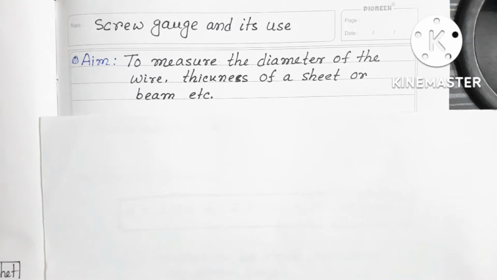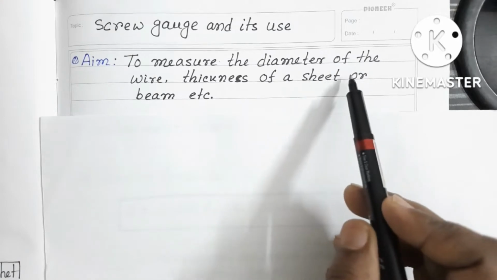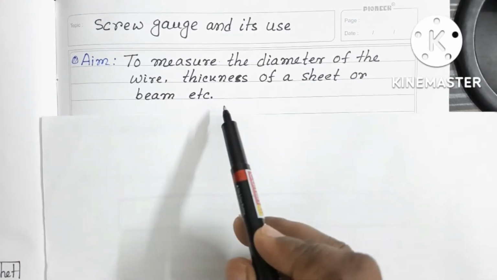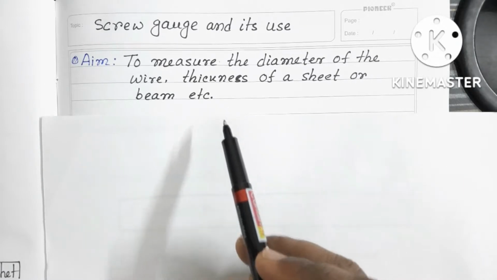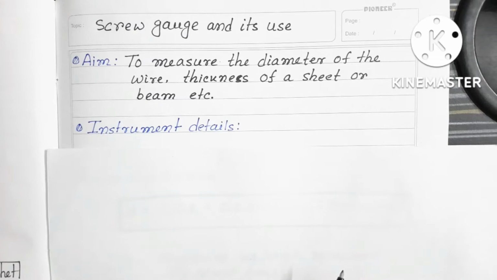Today we'll learn about the screw gauge and its use. So what is the purpose or aim of the screw gauge instrument? Using this instrument we can measure the diameter of a wire or the thickness of a sheet or a beam, etc. So let's take a close look at the instrument first. Here we will discuss the instrument details.